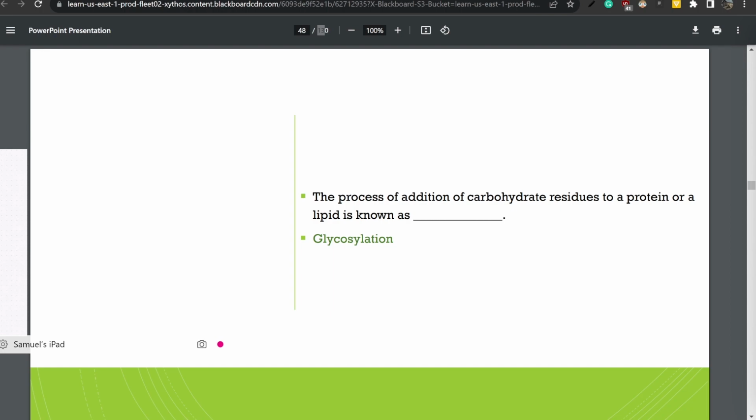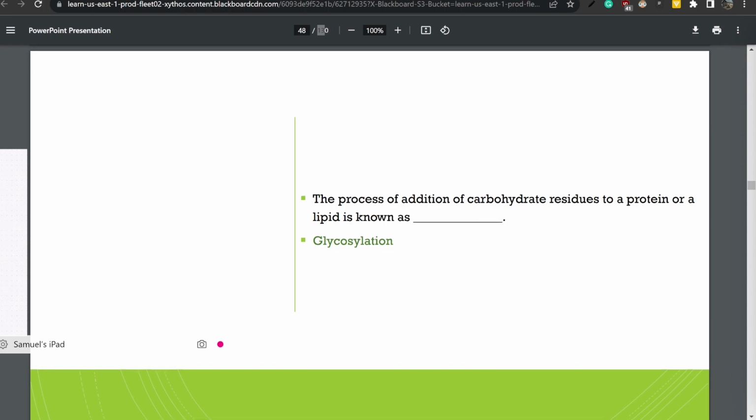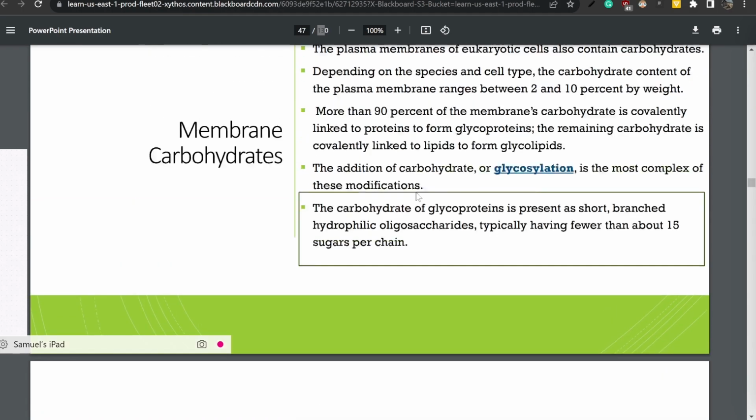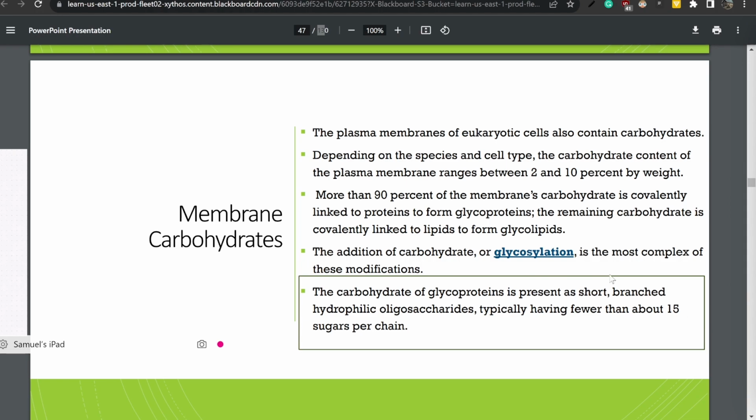Addition of carbon. Okay, so I got this wrong, so I'm just going to go back in because it looks like we need to know that. Oh, it's a bolded word. I can't believe I missed that. So let's actually slow down just for a minute and read this.